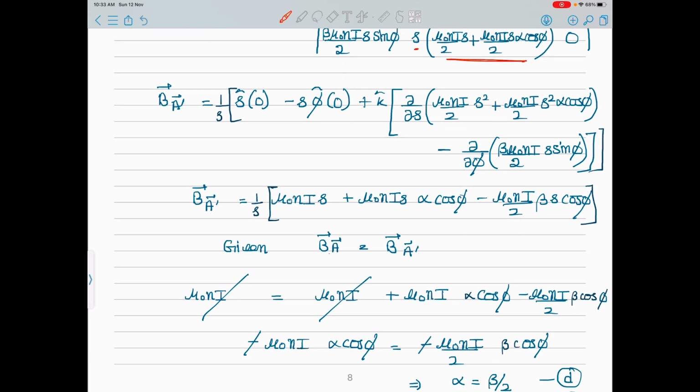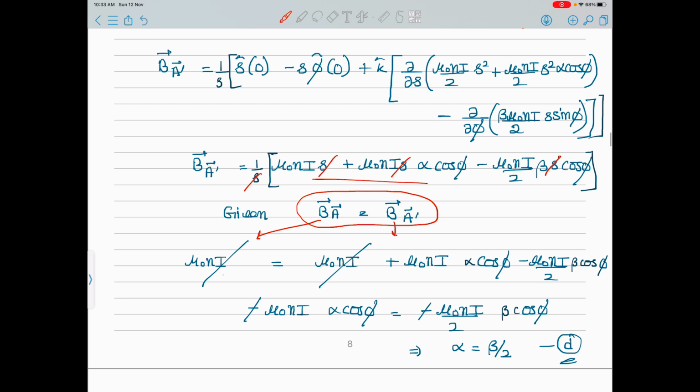Now it is already given in the question that the magnetic field due to A and due to A dash will be the same. So we just write this is mu naught ni, which we have already found due to A, and due to A dash we have got this expression. Just cancel this s in all the terms, and finally you get this result. So mu naught ni can be cancelled out, only these two terms remain, and I take this particular term to the left hand side, and we get minus mu naught ni alpha cos phi equal to minus mu naught ni by 2 beta cos phi. You cancel mu naught ni cos phi on both sides, so we get alpha is equal to beta by 2.